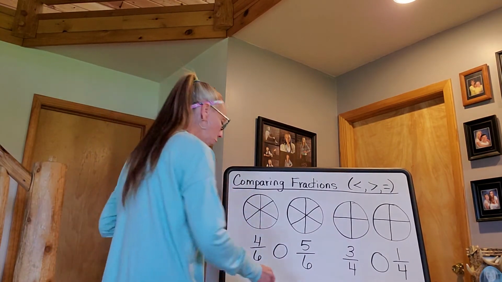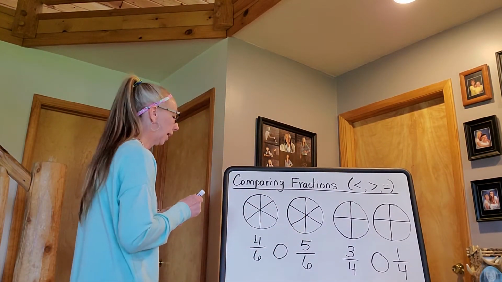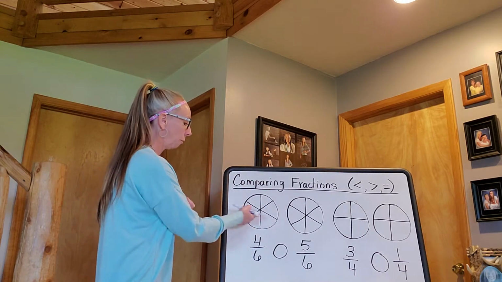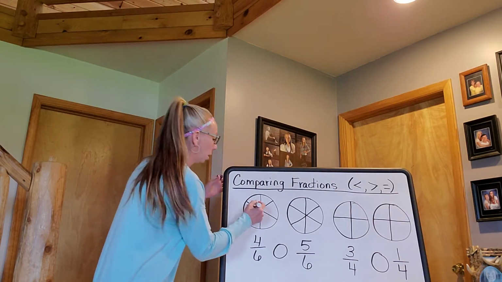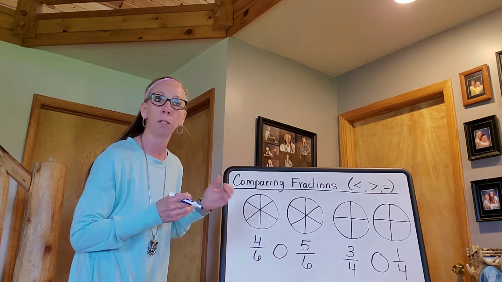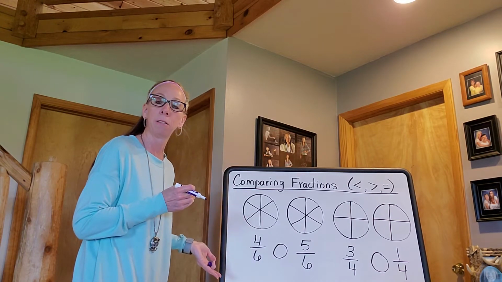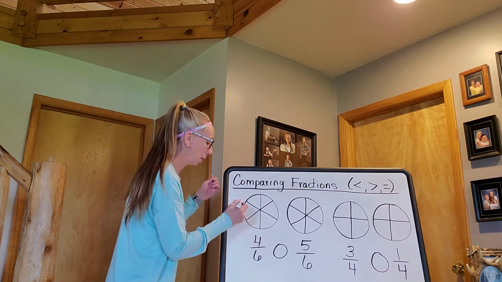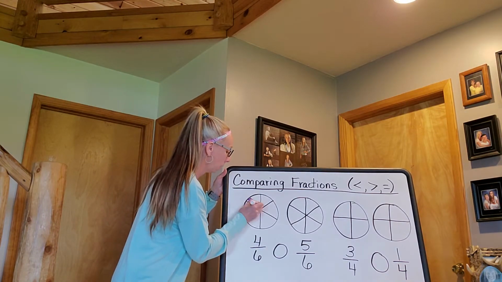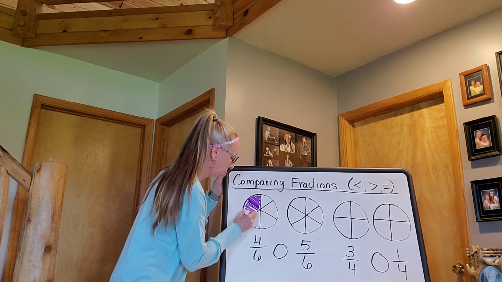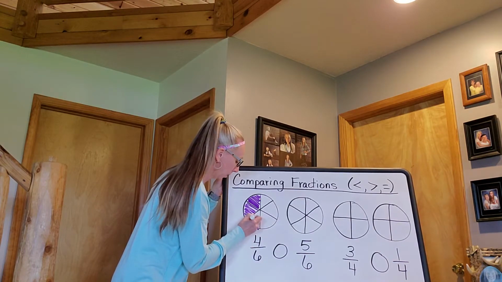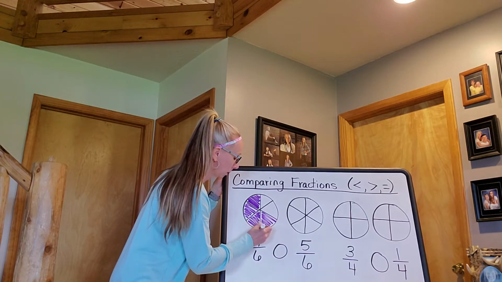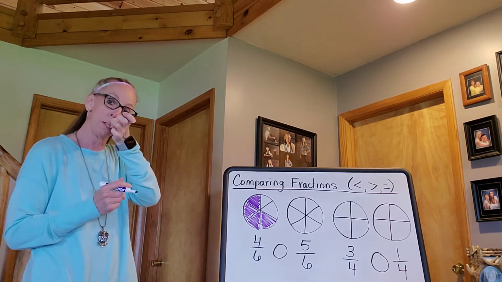So I did create these first 2 examples. So we're gonna fill in the circle for 4/6. How many pieces do we need to color in? Well, the numerator tells us. The numerator is the number 4. That's right. So we're going to color 4 pieces in. So 1, 2, 3, 4. Okay, so that is 4/6.